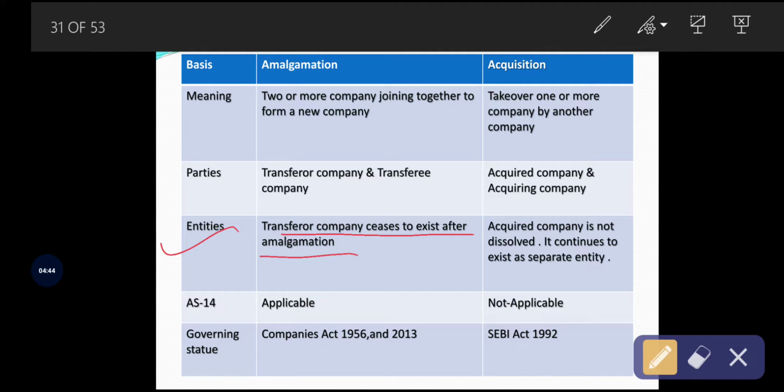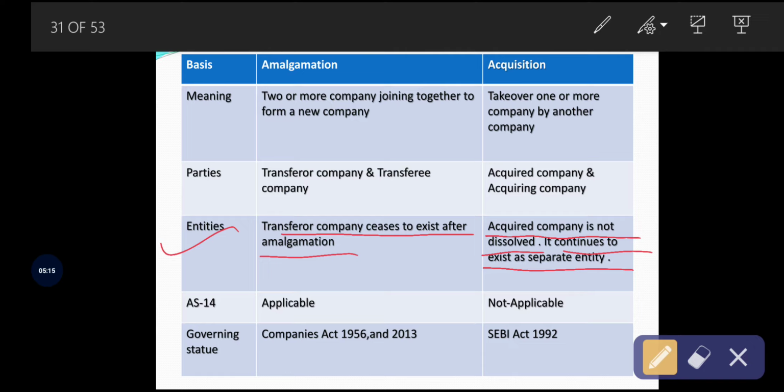Under acquisition, an acquired company is not dissolved; it continues to exist as a separate entity. The company which acquires the assets of another company becomes the acquiring company, and the acquired company also continues to exist as a separate entity. So that is the difference between amalgamation and acquisition.